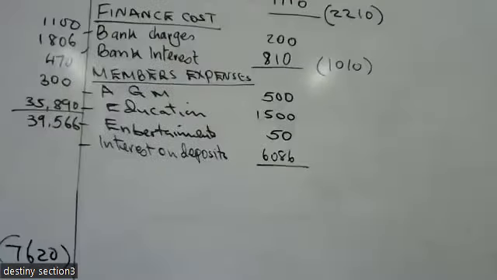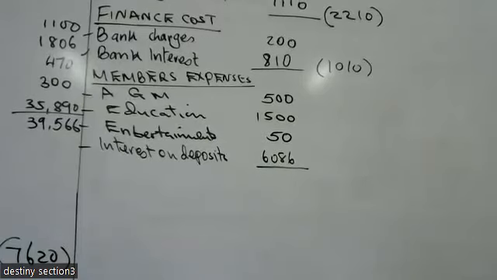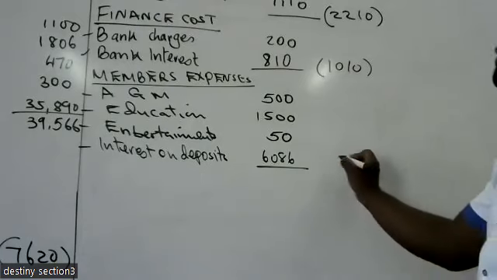Good, I hope you have done so. So members' expenses in total comes to how much? 80? 81.36.